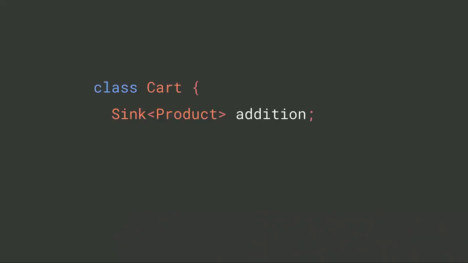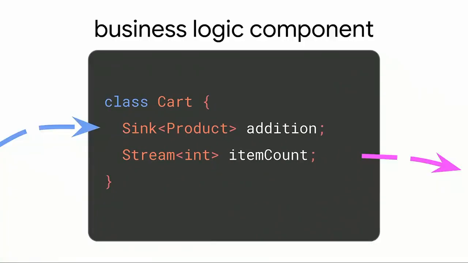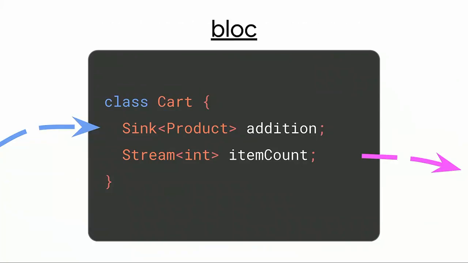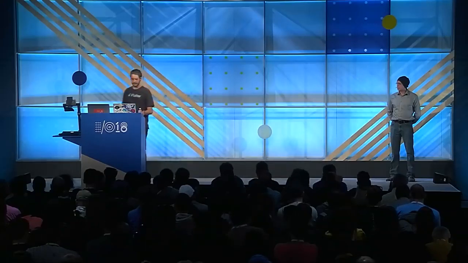Now, in our example with a shopping app, the simplest possible cart would have a sink of products called addition, to which you would just shove your products into. And then it would have a stream of integers called item count, which would update every time the item count changes. So internally at Google, we call these business logic components. So that is BLoC for short. Let's switch to the computer, and I'm going to implement it real quick.